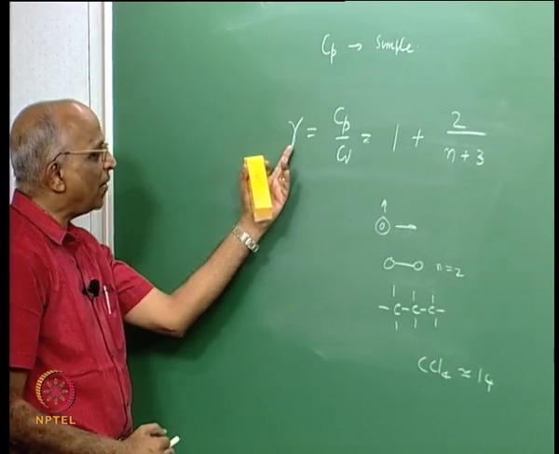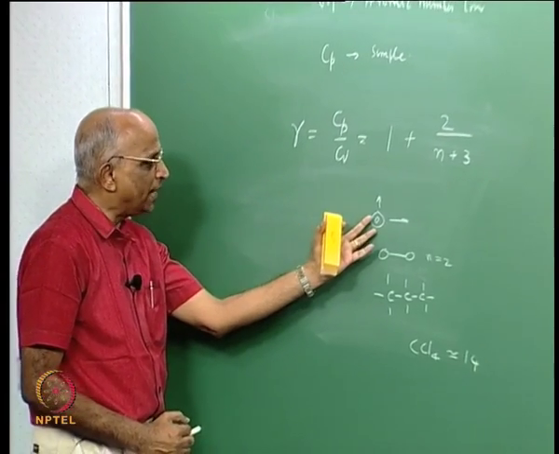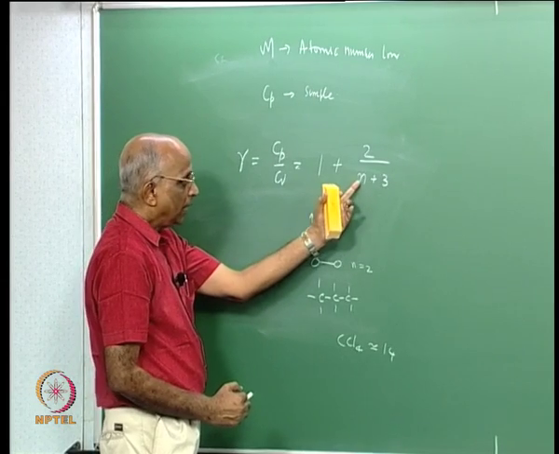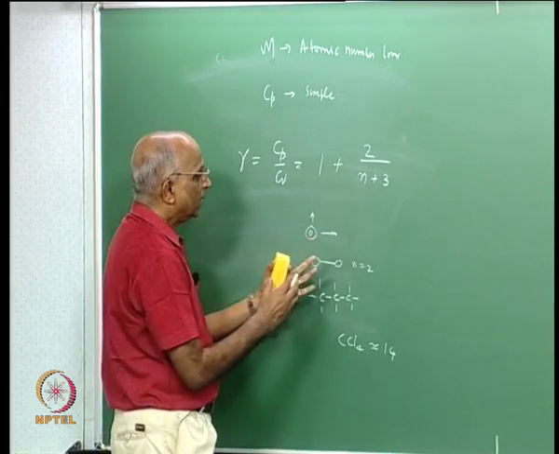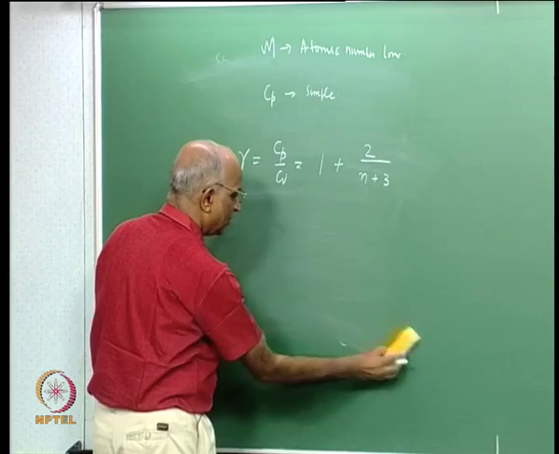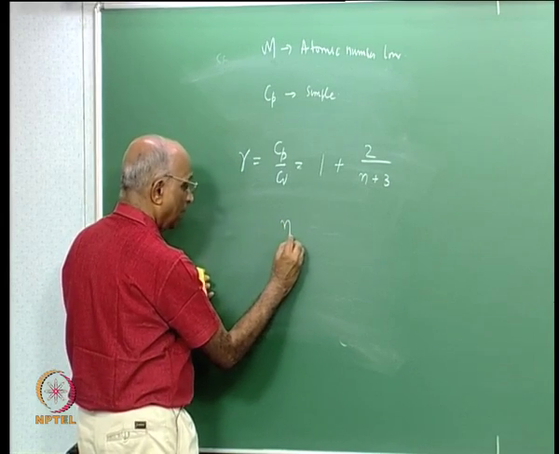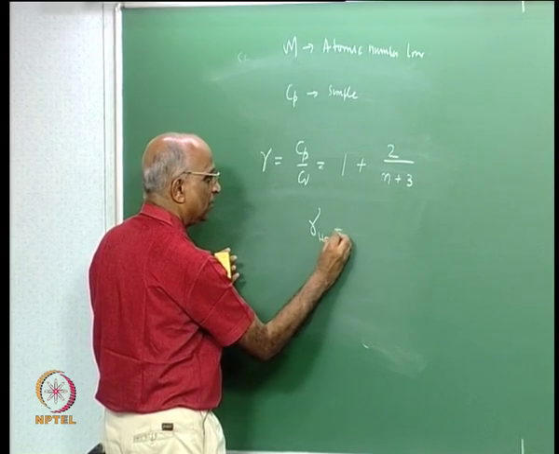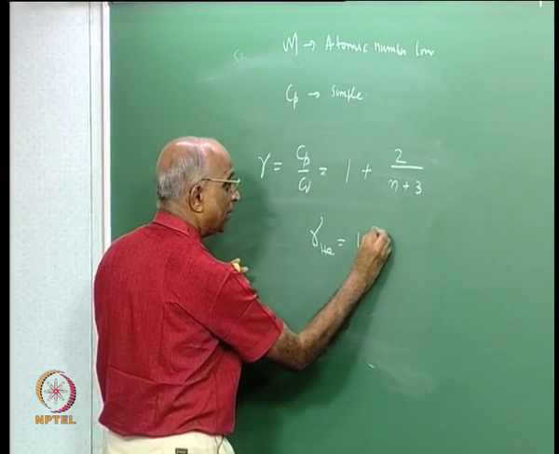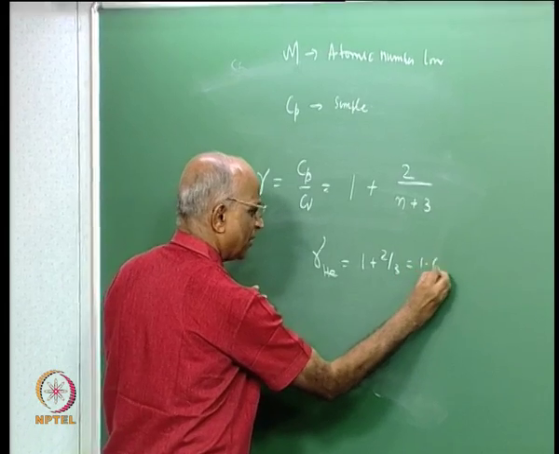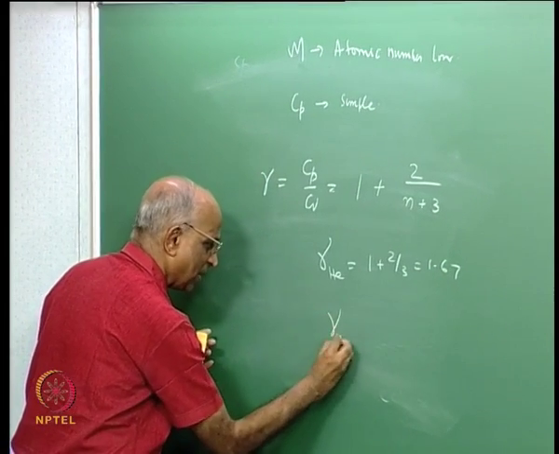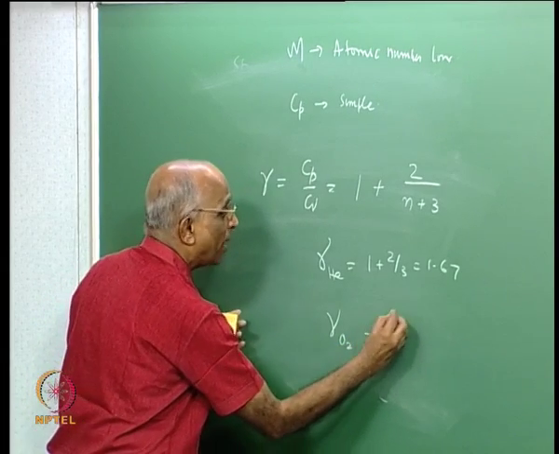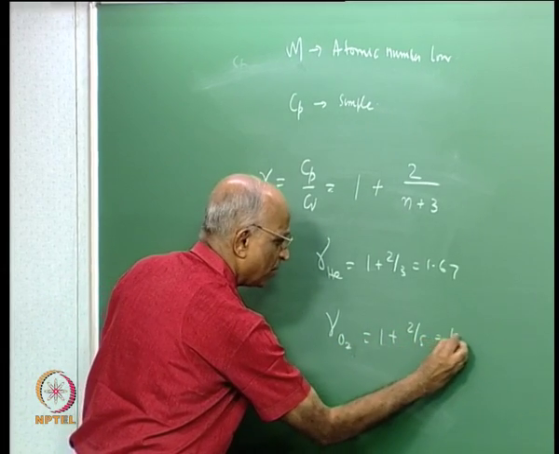Therefore, for the gamma value for a monoatomic gas, for which the number of degrees of freedom is only 3, gamma for helium is equal to 1 plus 2 by 3, which is equal to 1.67. For diatomic gases like oxygen, hydrogen, nitrogen and all that, you have 1 plus 2 by 5, which is 1.4.